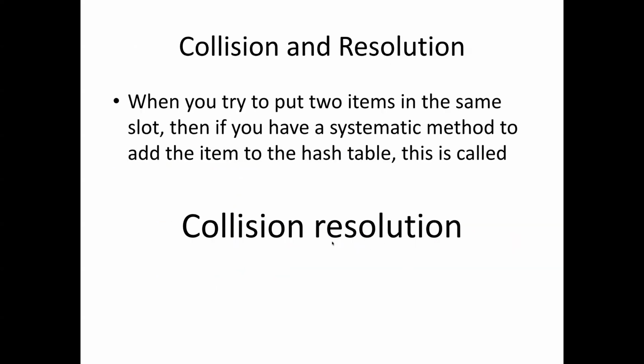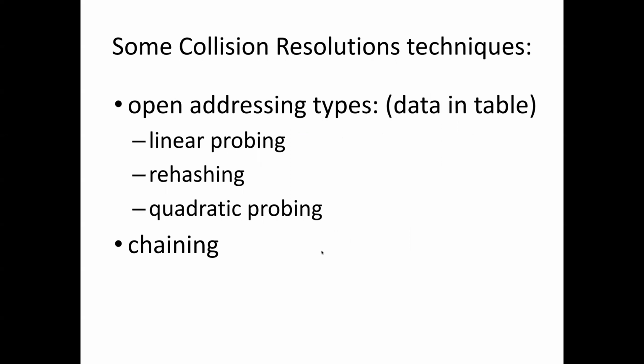All right. So how do we solve collisions, right? We mentioned collision is the biggest problem in a hash table. When you try to put 2 items in the same slot, you need a systematic way to add them to the hash table. Not only do you have to add them, you also need the same systematic way to find them later. Okay, so 2 typical ways are called open addressing and chaining. Open addressing has 3 subcategories: linear probing, rehashing, and quadratic probing. And we'll talk about chaining and have a homework on chaining later.